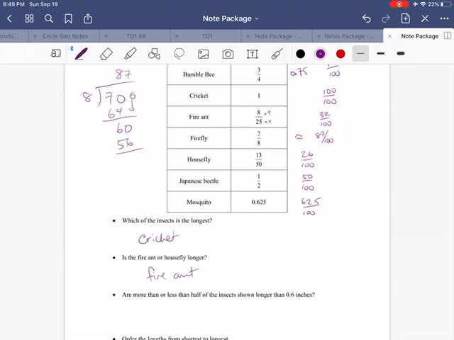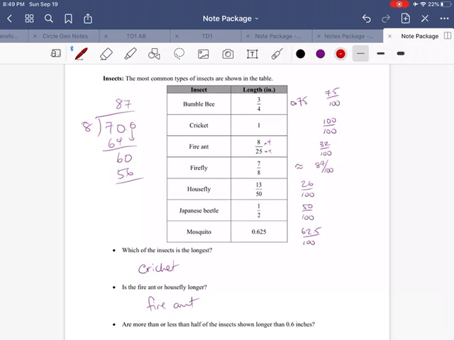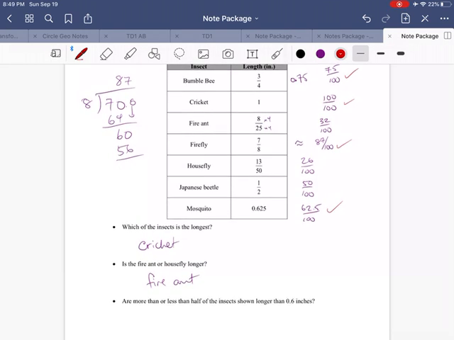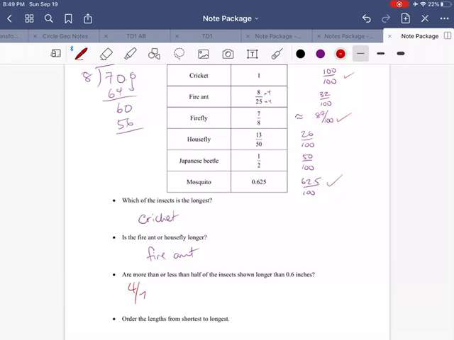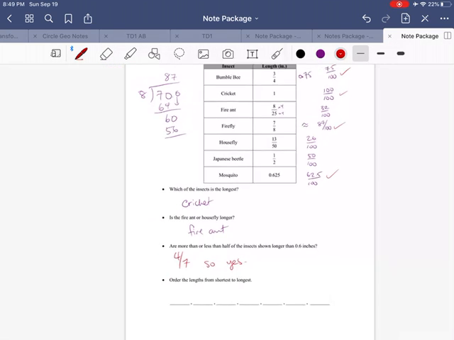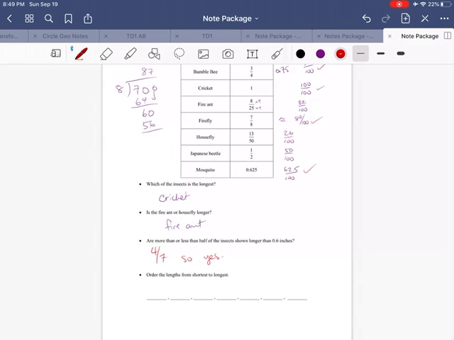Are more or less than half the insects longer than 0.6? Longer than 0.6, so 0.6. We've got 4 out of the possible 7. So yes. And shortest to longest. The shortest one we got here is going to be the housefly.